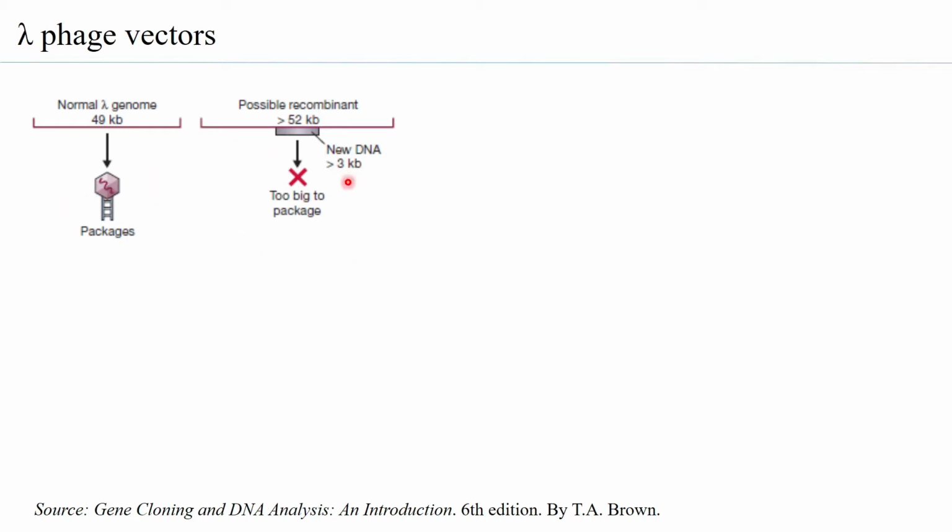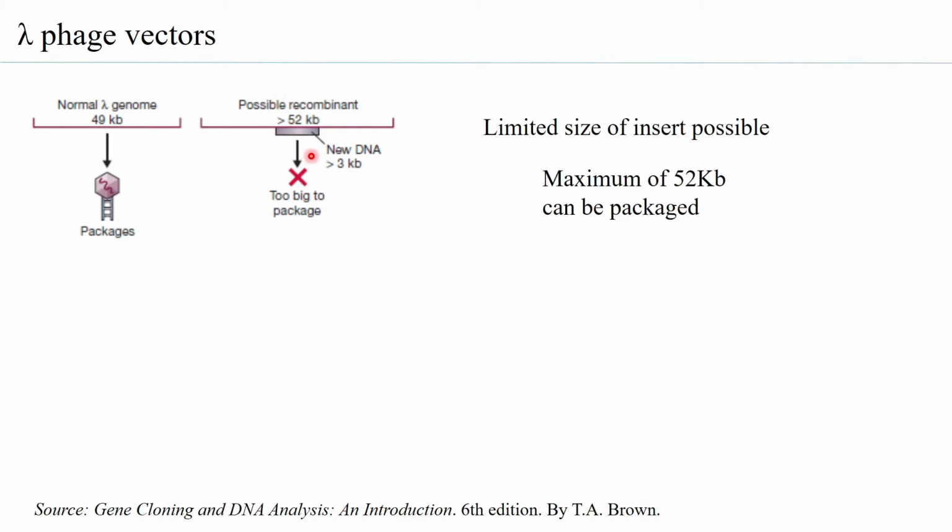So this is something that is very clear, and it gives a very clear message that 49 plus 3 kb is equal to 52 kb. So a 52 kb DNA can be packaged, but not more than that. So there is a limited size of insert possible, and that limited size in a normal lambda genome is just 3 kb. So if you have to use the lambda phage as a cloning vector, something needs to be done about this limitation, that it can accommodate only up to about 3 kb of DNA.